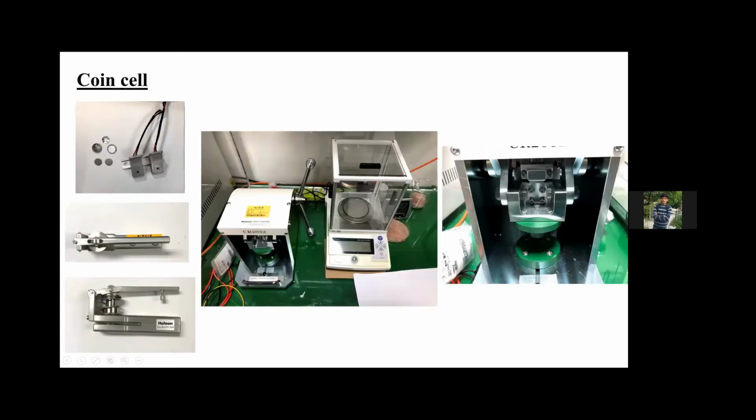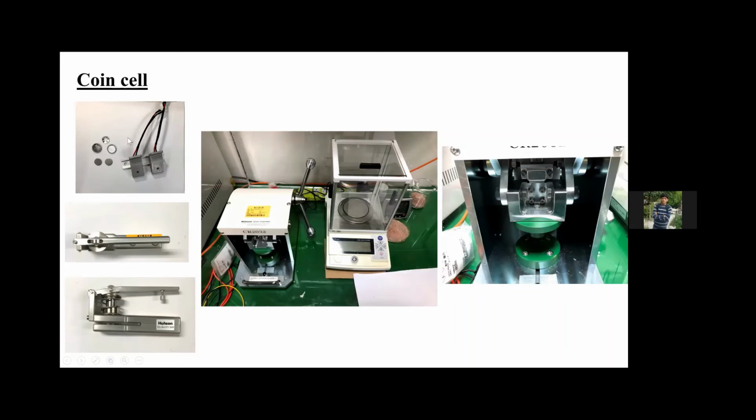Next one is the coin cell. I think everyone has seen coin cell batteries and all. So this is one type of coin cell. This is also a sandwich structure, and this is making the coin cell. So here I will explain how to make the coin cell structure.